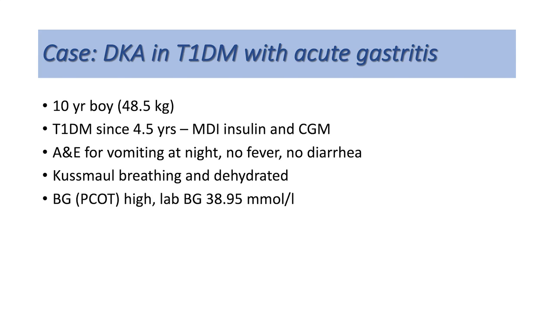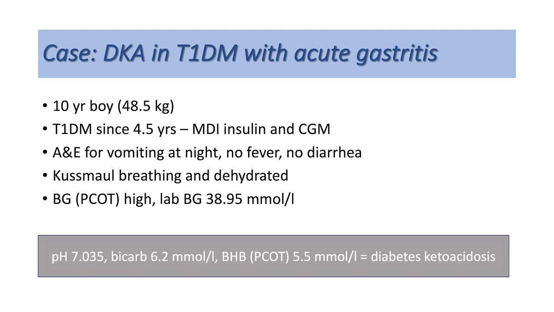His blood sugar with the POCT was high, and in the lab it came back as almost 39 millimoles per liter. He fulfilled the criteria of diabetic ketoacidosis with pH around 7, bicarbonate 6.2, and BHB from the POCT was 5.5 millimoles per liter.